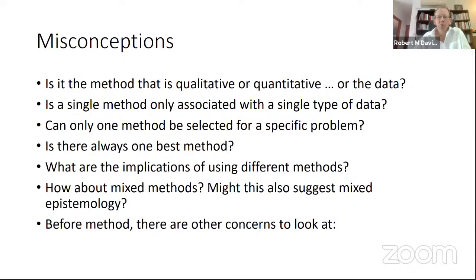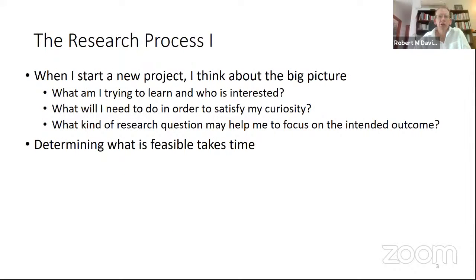So before I look at method, I want to look at some big picture things. The purpose of this is really to give you a sense of what I do when I'm doing a new research project. The first thing I do is I think about the big picture. What is the big topic that I'm investigating? What do I want to learn? And who is interested to read about what I'm doing? Who wants to read the paper?